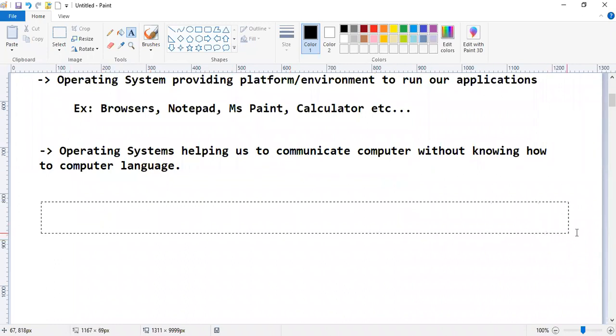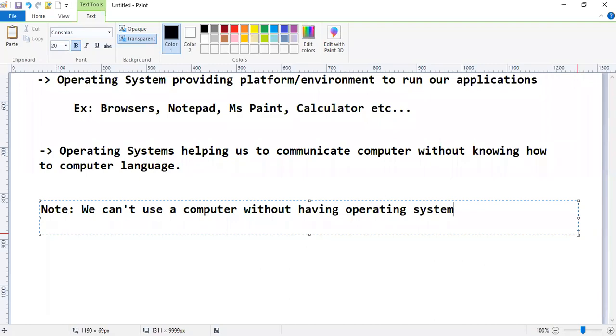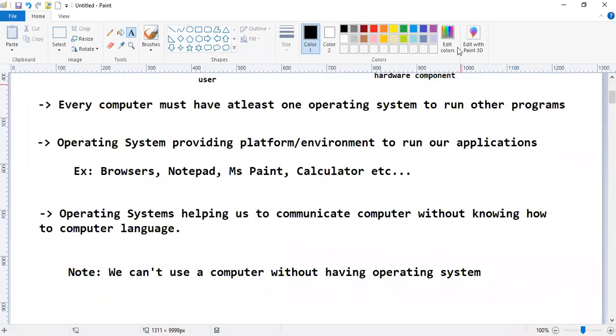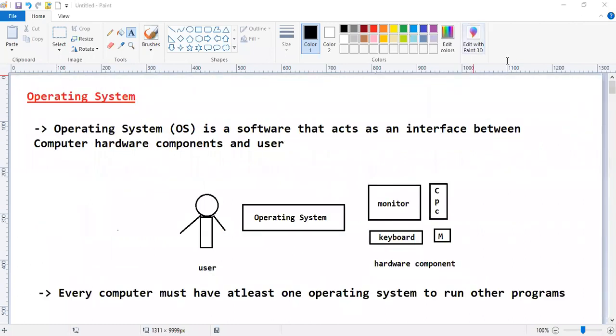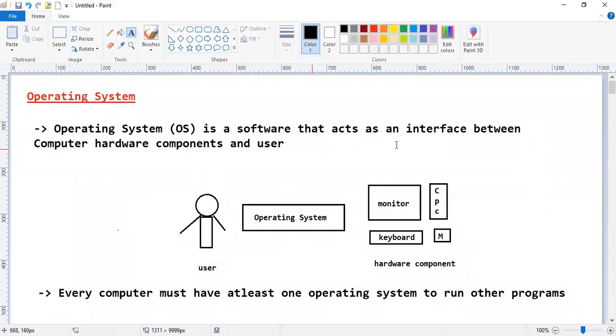We cannot use a computer without having operating system. That is very important, guys. We have to remember. We can't use a computer without having operating system. Guys, now tell me, is operating system mandatory or is operating system optional for us? Operating system is mandatory. If you want to use a computer, then definitely that computer should have at least one operating system. Operating system is a software that acts as an interface between computer hardware components and the user.